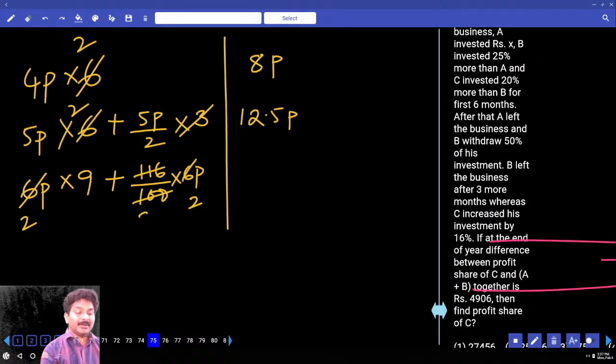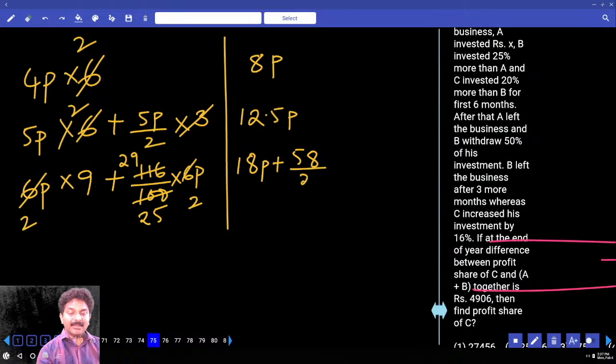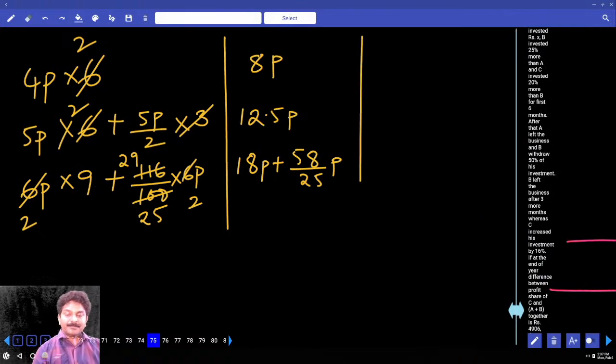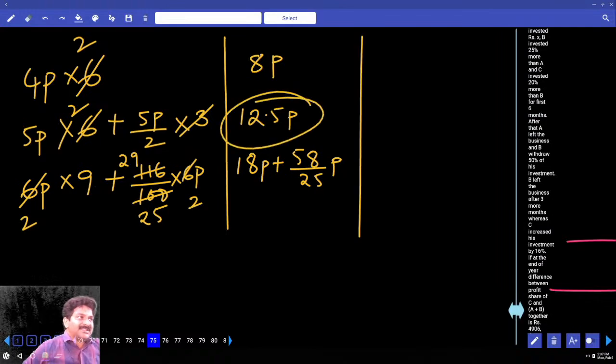Now, cancellation with 4, denominator 25 times. Numerator 29 times. 29, 2 into 9, 18 parts, plus 29 2 times, 58 by 25 parts. So let's multiply every number with 50. Why with 50? Number one reason, here I want to eliminate the decimal. So 2 is required. Here we have denominator 25, we have to multiply it with 25.